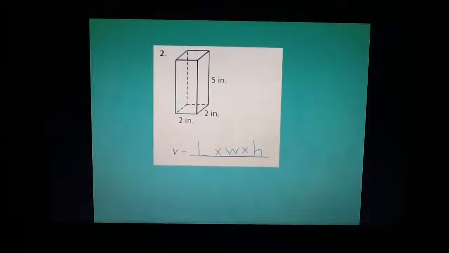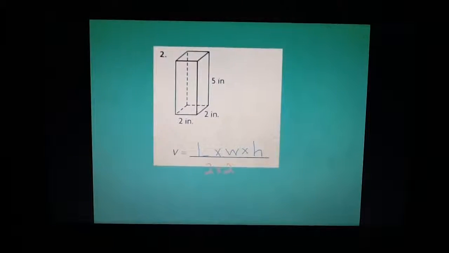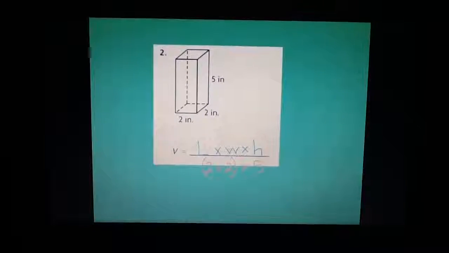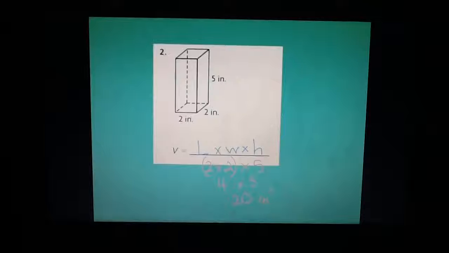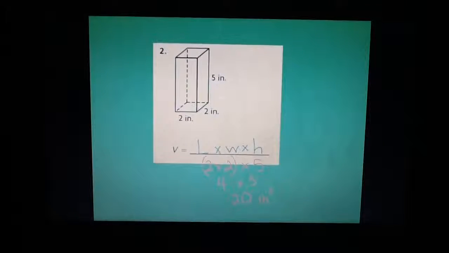Okay, for this one you should have found the base, which would be your length times width, which would be 2 times 2, and I know that's going to be 4, and I'm going to multiply that by 5, which is going to be my height. 4 times 5, you should have said, is 20. Now this is measured in cubic inches. So our volume is 20 cubic inches.